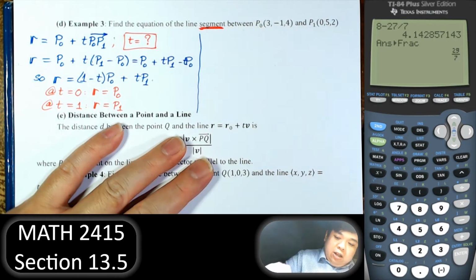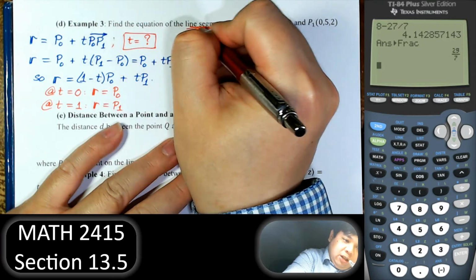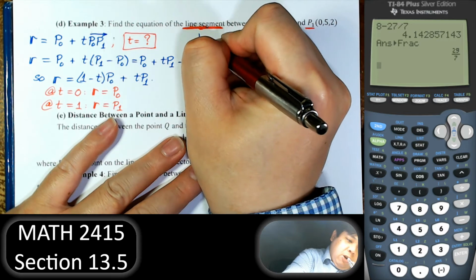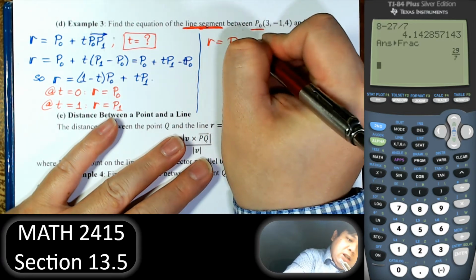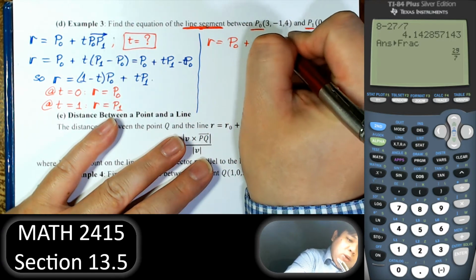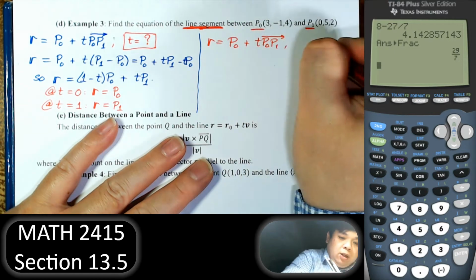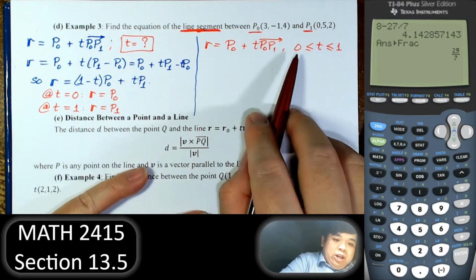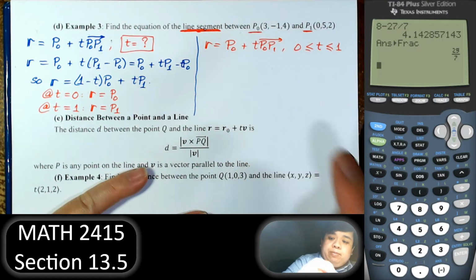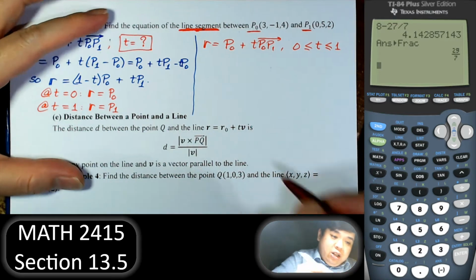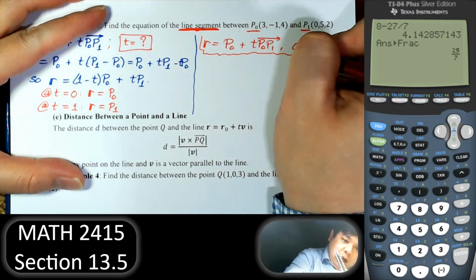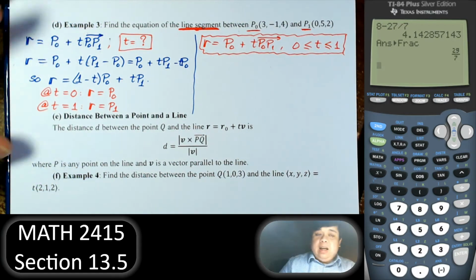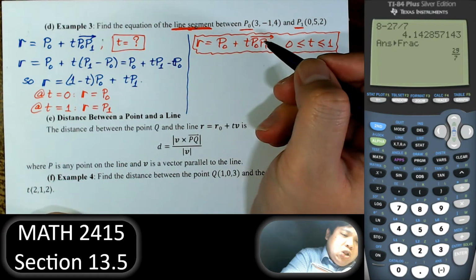So bottom line, the equation of the line segment connecting the two points P naught to P1 is R equal to P naught plus T times the vector P naught P1, where T is between 0 and 1. So initial point at 0, final point at 1. So this is the equation of a line segment. We will see this more than one time later.